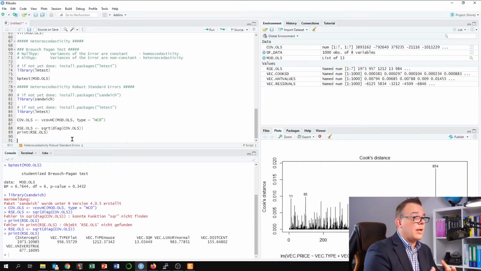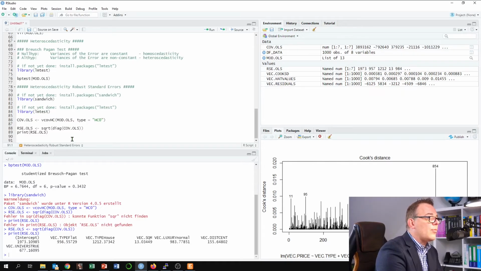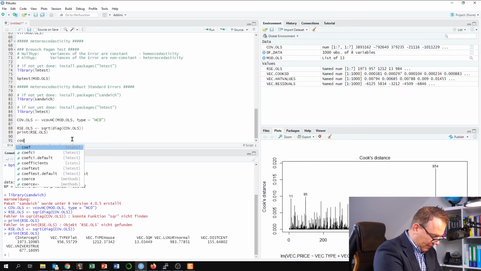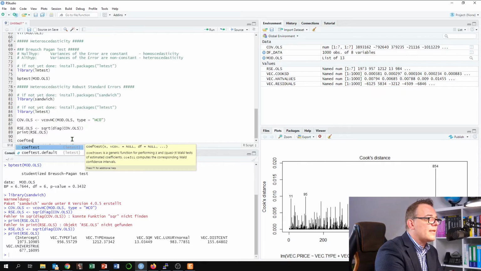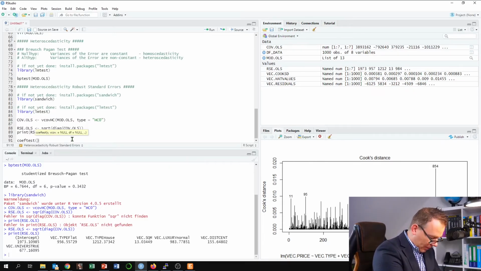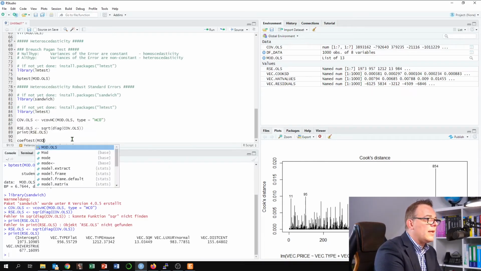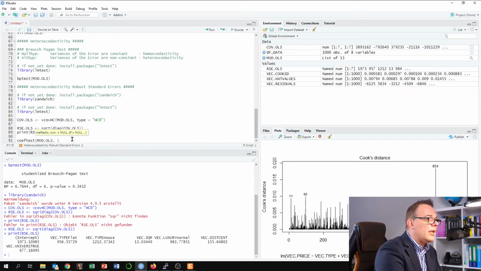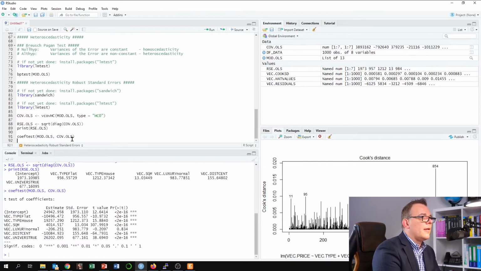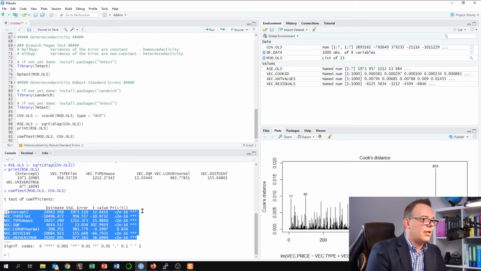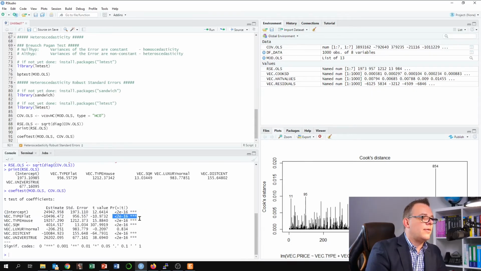And now, of course, we want to make a test based on those robust standard errors, and that's what we need the lmtest package for. There we have the coeftest command. For the coeftest command, we need the model, and we need the covariance matrix. And we run this, and now we have a coefficient test, especially here on the right-hand side. We have those coefficient tests based on robust standard errors.